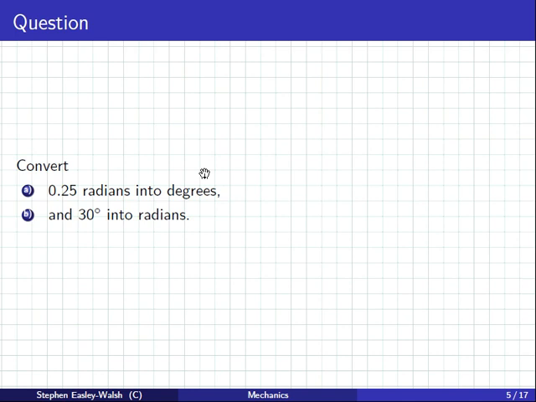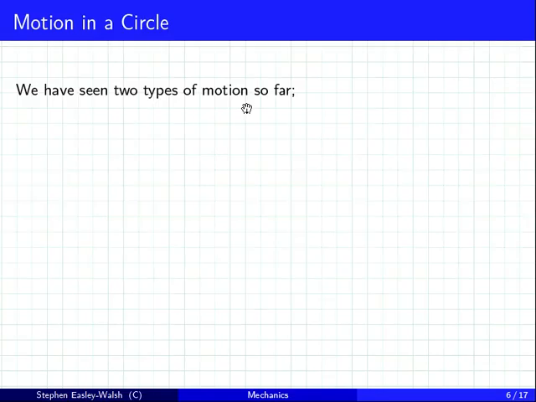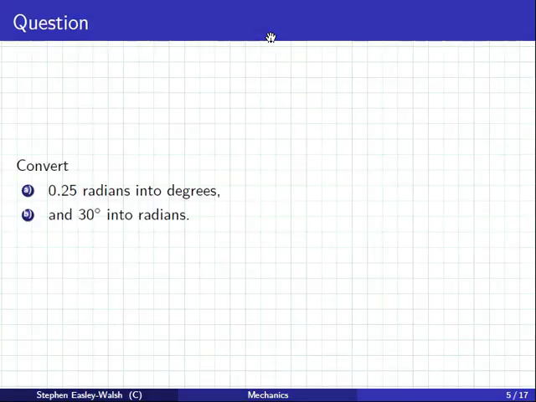Here's some little simple ones for us to practice, and I'd like you to use your calculator to tell me 0.25 radians in degrees and then 30 degrees into radians. I want the answer in the usual 3 significant figures.